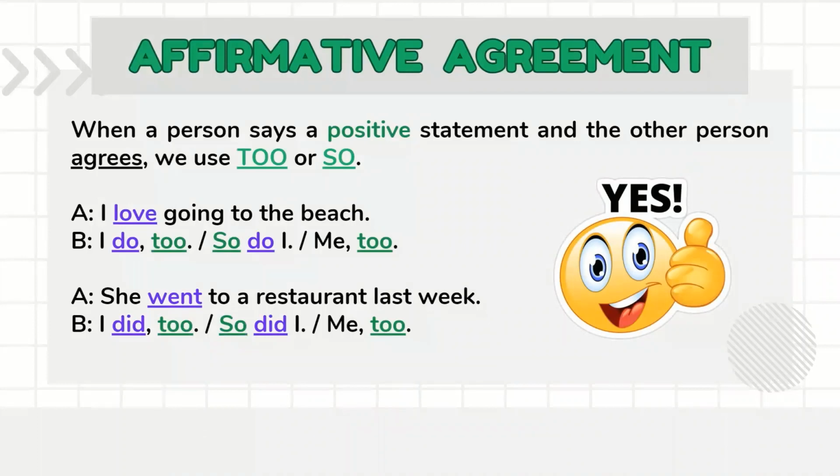When a person says a positive statement and the other person agrees, you can use too or so. For example, I love going to the beach. We have different possible answers: I do too, so do I, me too. The second example says, she went to a restaurant last week. The possible answers: I did too, so did I, me too.